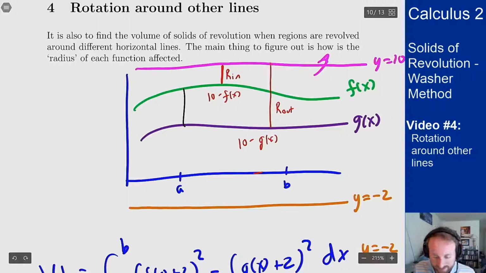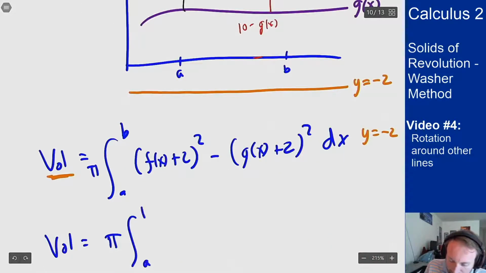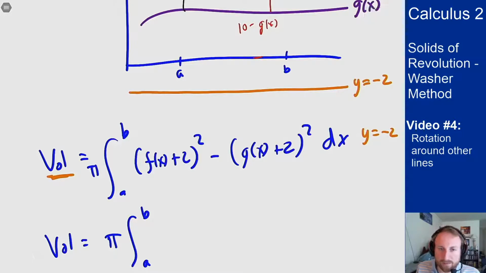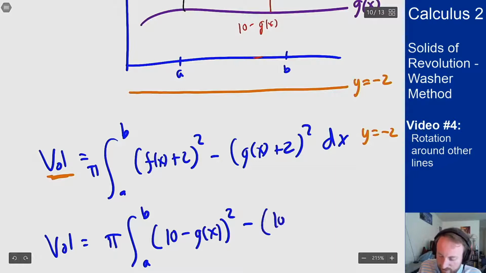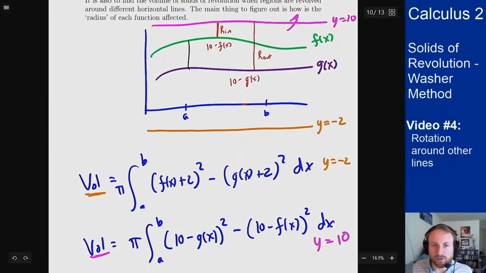How do I find the volume in this case? Still pi times the integral from a to b, but now my outer radius is 10 minus g of x squared, minus the inner radius, which is 10 minus f of x squared. So you can get things that look a little different depending on what lines you're rotating around, but I always like to step back and figure out what my inner radius and outer radius are, how it looks based on the graph and where these lines are, and use that to put together the setup of this equation. It's always going to be pi times the integral of something squared minus something squared. It's just figuring out what goes into those somethings to fit with the picture you have for the problem you're dealing with.